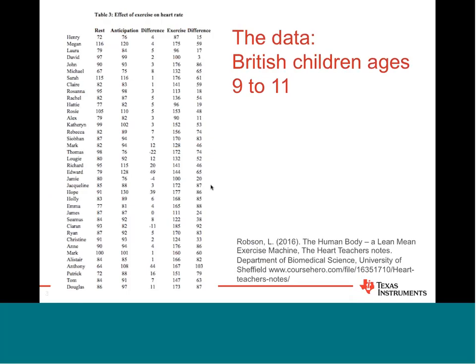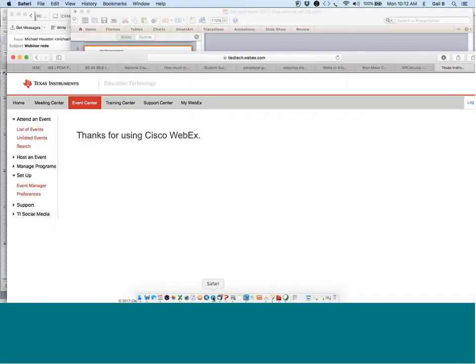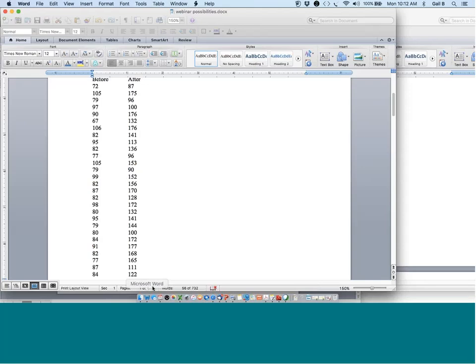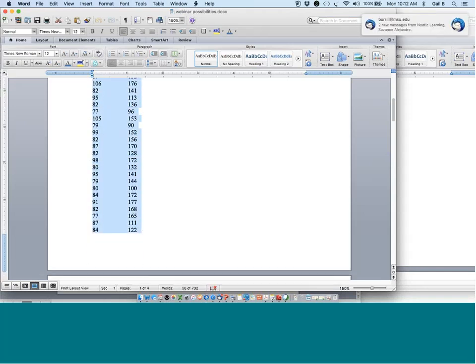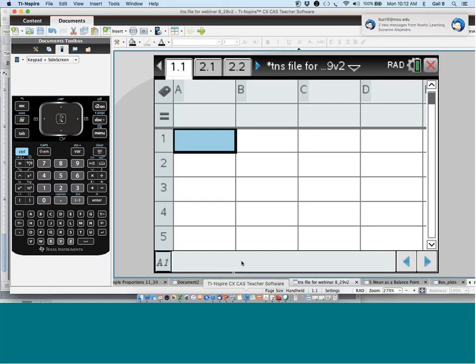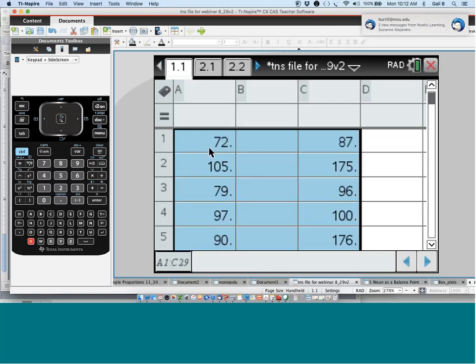And the first set of data we're going to look at are some pretty standard data, the effect of exercise on heart rate. And this data comes from some British children aged 9 to 11. And we're going to actually look at that data that has been pasted into just a regular Word file. I'm going to copy that data, and then go to my TI-Nspire file, and I'm going to paste that data right into the file.